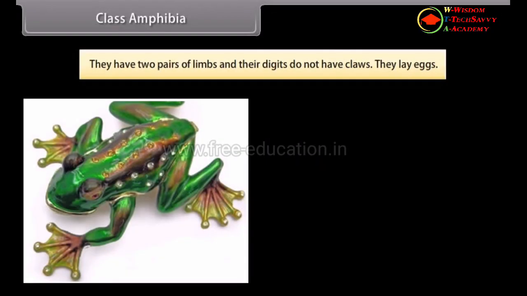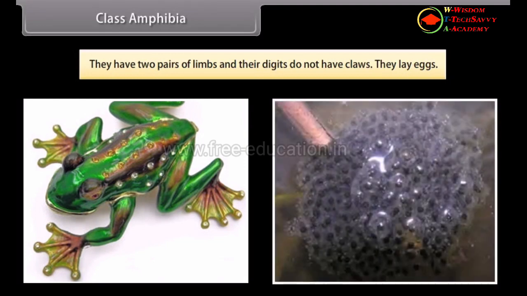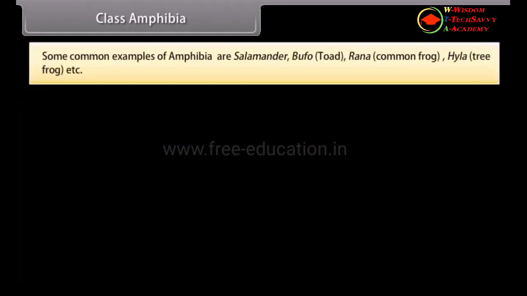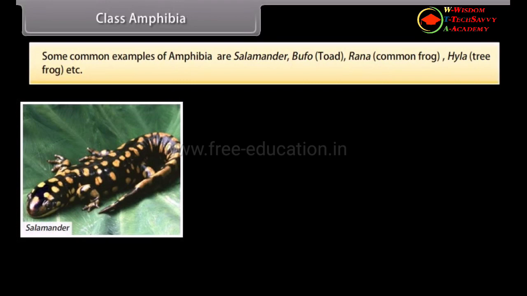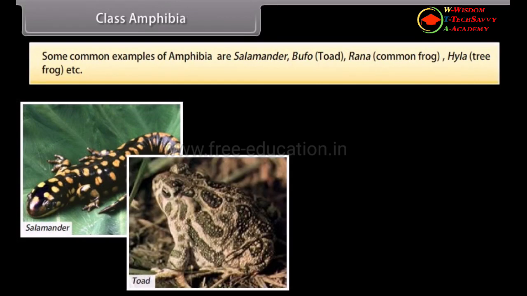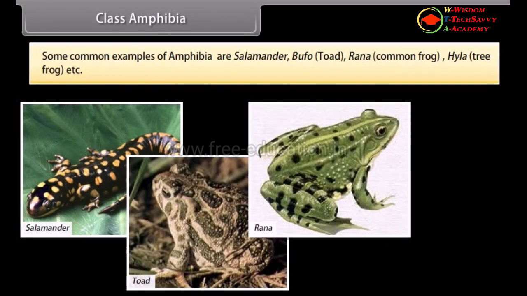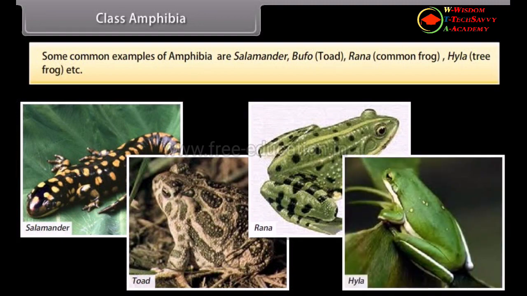They have two pairs of limbs and their digits do not have claws. They lay eggs. Some common examples of amphibia are salamander, Bufo, toad, Rana, common frog, Hyla, tree frog, etc.